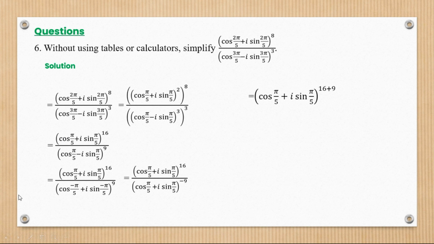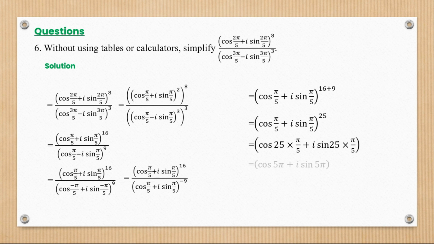Now we can see that the bases are exactly similar. So we now have 16 minus negative 9, which is the same as 16 plus 9. 16 plus 9 is 25, so that's what we end up having. When we bring the 25 back inside, also from our knowledge of De-Moivre's theorem, this is what we end up with. Then we'll end up with cos 5 pi plus i sine 5 pi, of which cos 5 pi is negative 1 and sine 5 pi is 0. So the answer is negative 1.